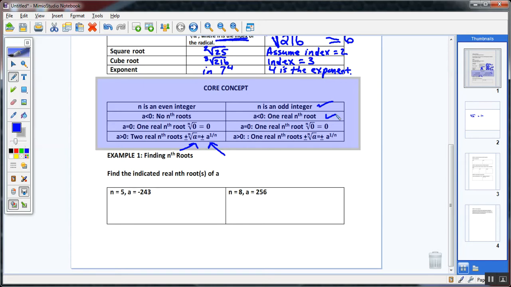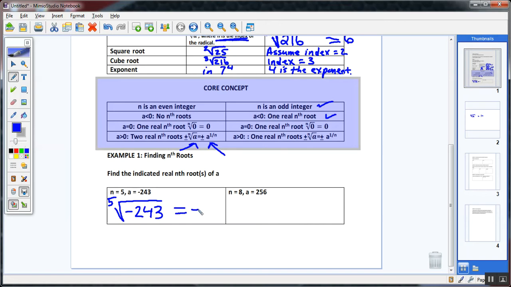So this table tells you how many answers there are going to be. Here's how we write this. What's my index up here, kids? We're looking for the 5th root of what value? Negative 243. Now, I don't know if you can think of that value. What number times itself 5 times makes 243? Try negative 3 times itself 5 times. Does negative 3 work?